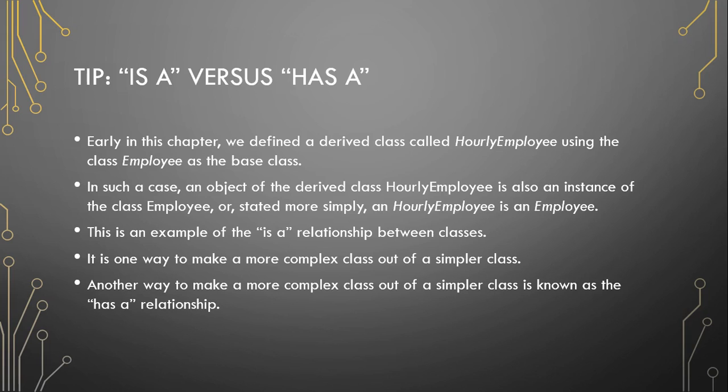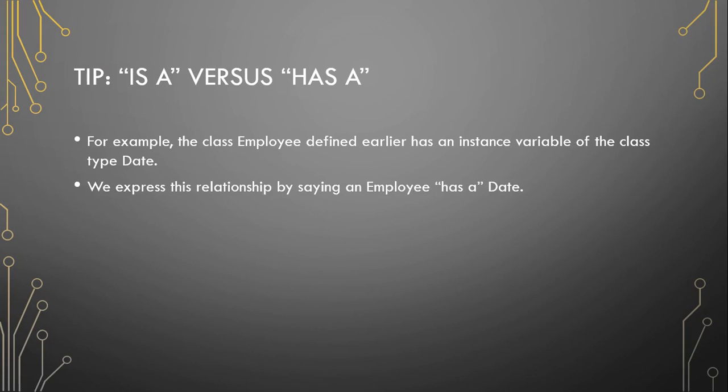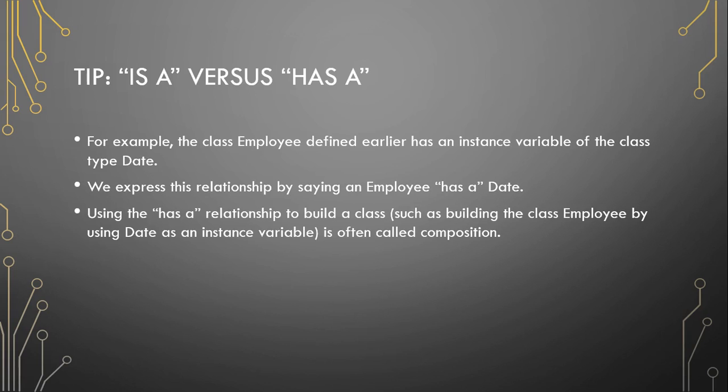Another way to make a more complex class out of a simple class is known as the has-a relationship. For example, the class Employee defined earlier has an instance variable of the class type Date. We express this relationship by saying Employee has a Date. Using the has-a relationship to build a class, such as building class Employee by using Date as an instance variable, is often called composition. So you can think of this as where one of your parameters, rather than just being a primitive type, might be another class object. That would be a good way to think about how has-a works.